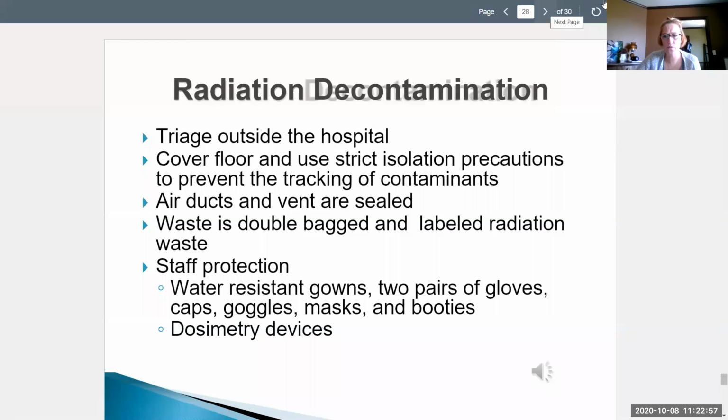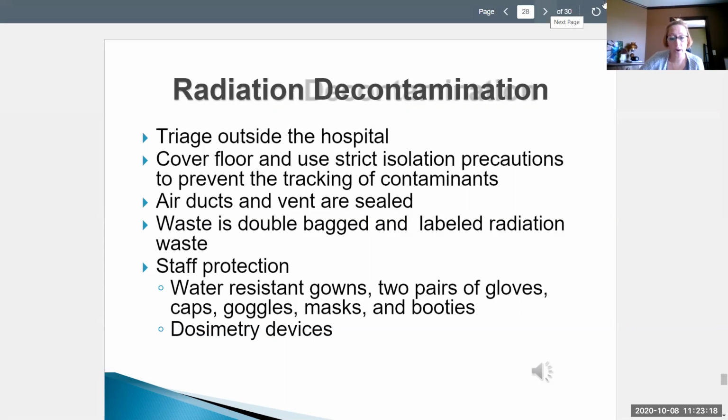So that goes too for our patients who are receiving that internal radiation. Their waste, like their urine, if they have a Foley or something like that, their waste products need to be properly disposed of and can't just go into the regular system as well.